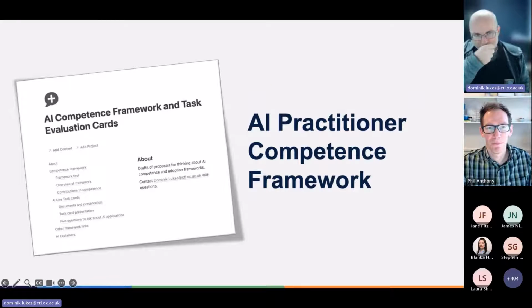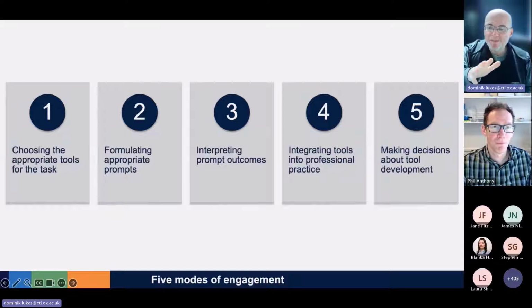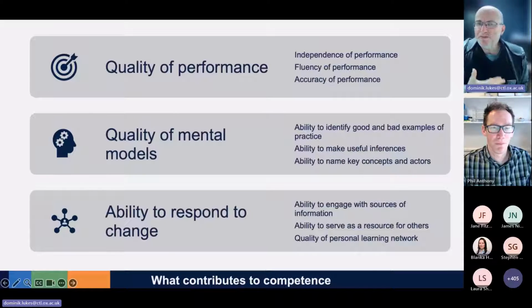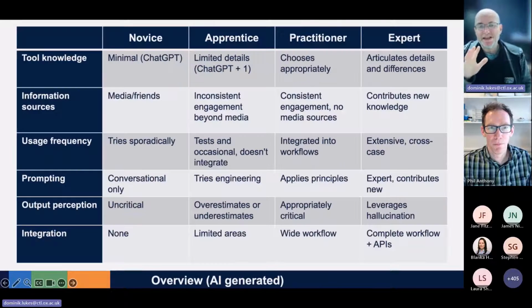So I started working last summer on what I'm calling this AI practitioner competence framework, and that's the second link that I've shared in the chat, so you can have a look at that. I was thinking about what the different modes of engagement are. Again, I'm not going to talk about that right here, just showing you what it's about, and thinking about what it means to be good at something. What's the quality of performance? What are the mental models that we have to have? What is the response to change? So this is what the framework looks like.